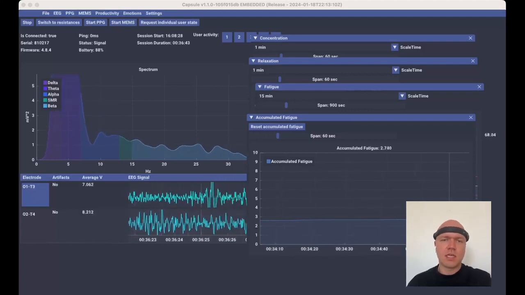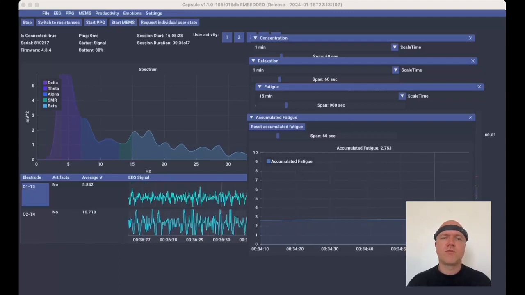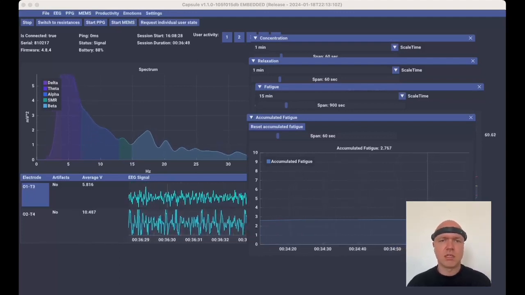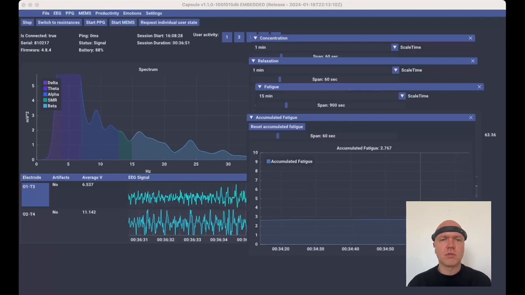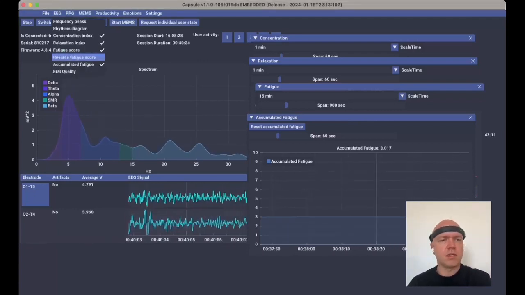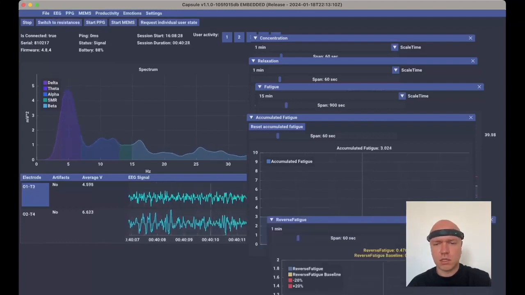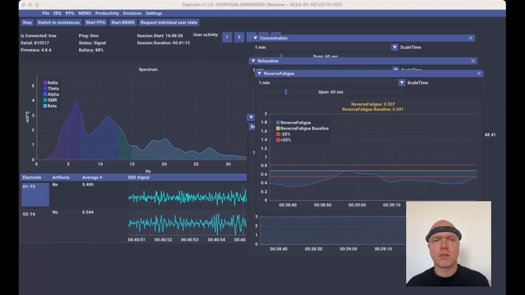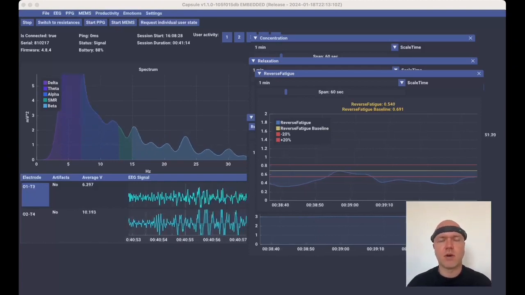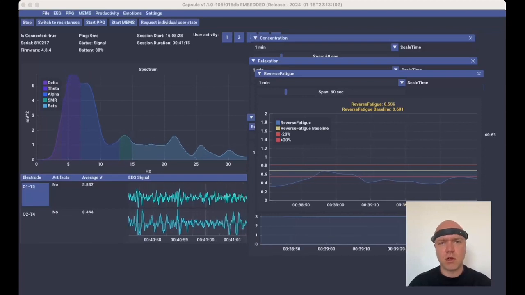When you are concentrating at your usual level, accumulated fatigue grows slowly, but it grows faster when you're extremely concentrated. Accumulated fatigue also increases when you're dealing with super difficult tasks. Also, we have here a reverse fatigue score or inverse fatigue index. Inverse fatigue is a graph showing the dominance of your beta rhythm over alpha and theta rhythms. It indicates whether you're focused or not.